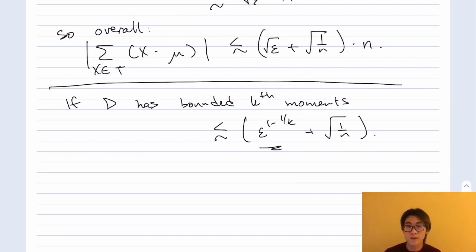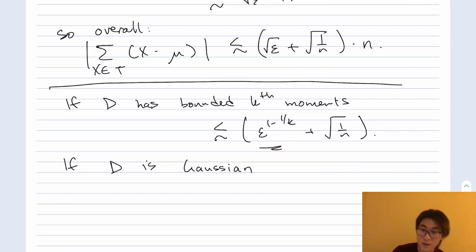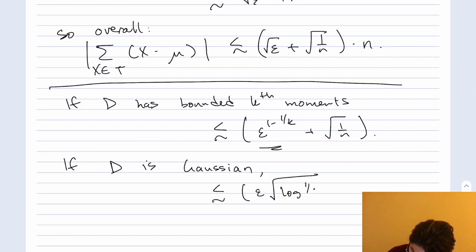However, there is a key difference here. In particular, if D is Gaussian, in fact, we don't quite recover the guarantees of the median. What we get is something like the following: root log 1 over epsilon plus root 1 over n. And this is actually inherent for this algorithm, and it's inherent for a good reason.